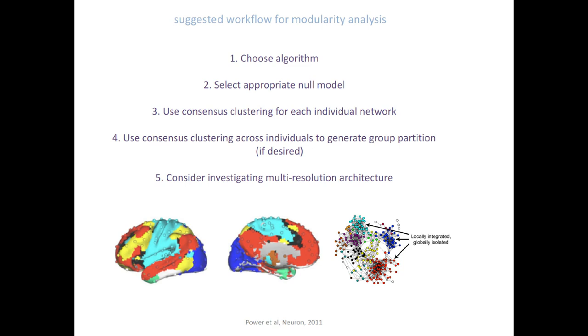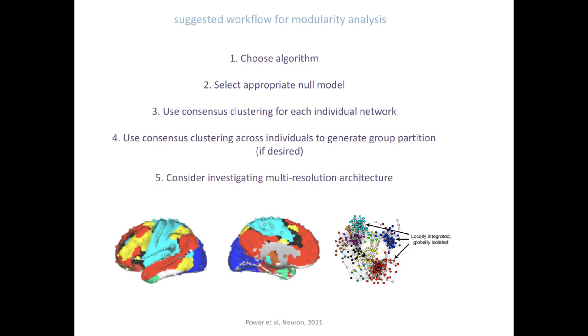Usually, if you're going to do Q optimization, you want to use consensus clustering to account for the stochastic nature of the algorithm. And then, if you're looking at a sample of individuals, you could optionally generate a group level partition, because obviously the question is, once I've got 20 subjects and I do a separate partition in each of them, how do I work out what a representative partition is? You could use consensus clustering to do that. We're going to do that in the prac. And then optionally, you can use this gamma parameter to look at multi-resolution architecture.